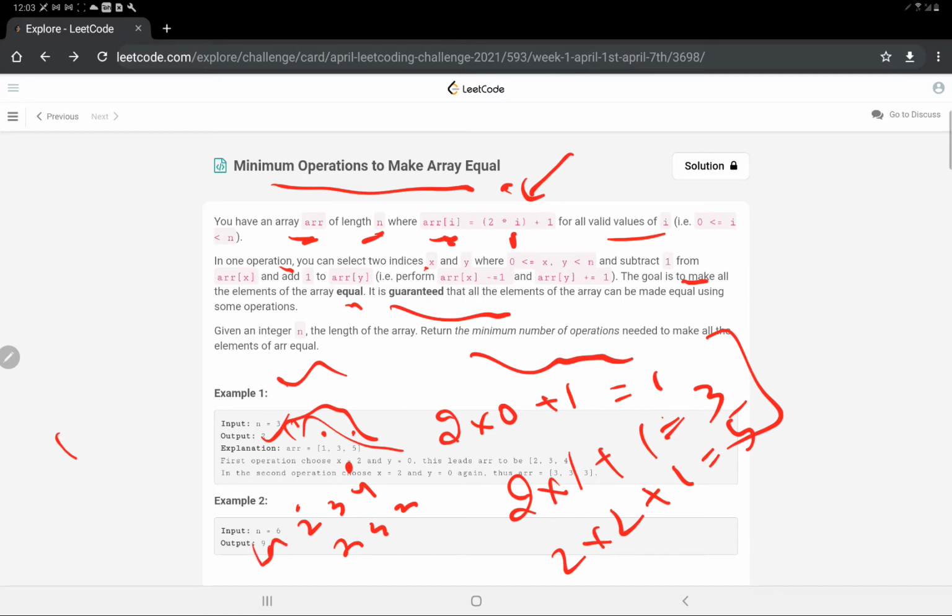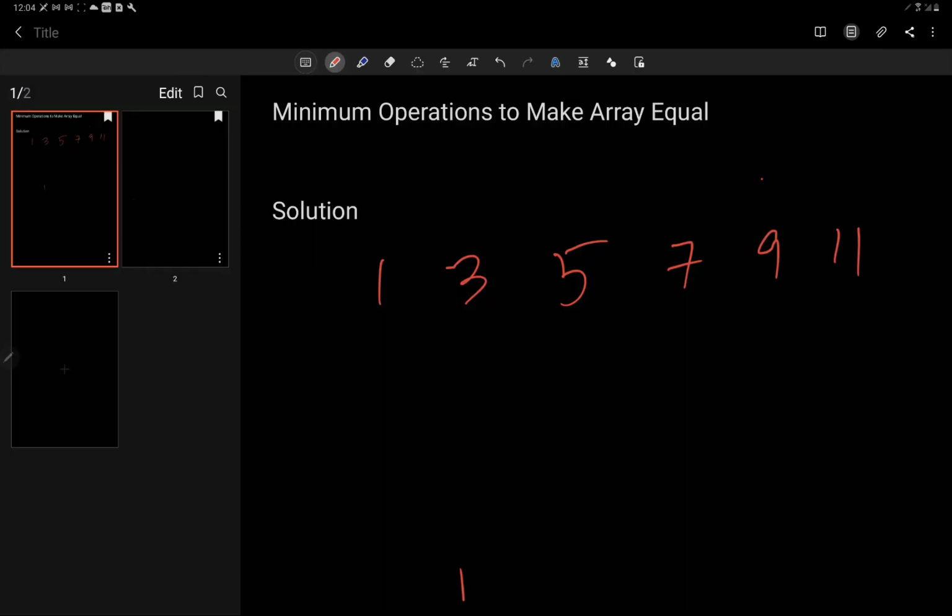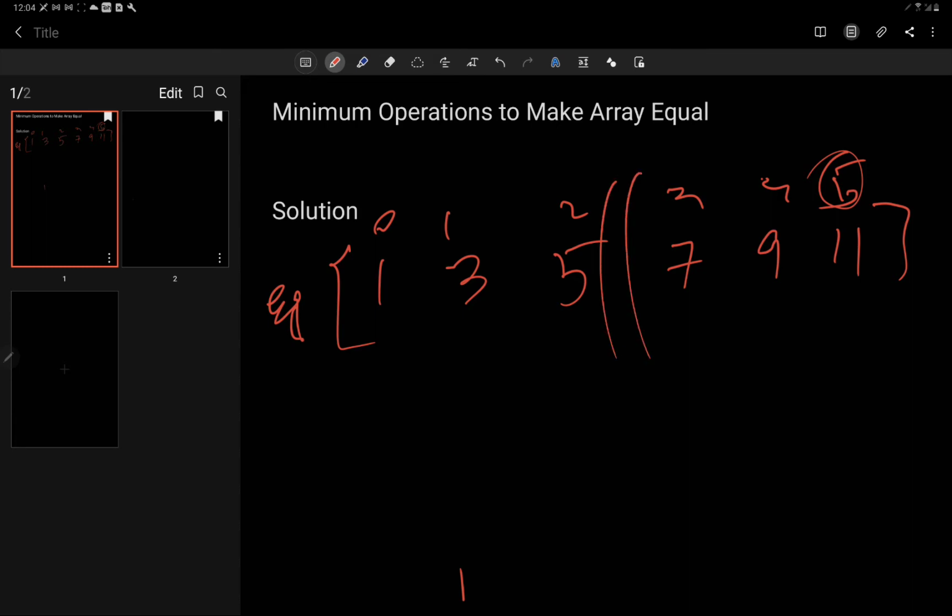Now let's see how we are going to solve this problem. Here is an example given, with indices 0 1 2 3 4 and 5. I hope it's clear, and this is the example given to us. Now let's see how we're going to solve it. The idea for this approach is that we have to make this equal to this. If we make this equal to this, only then will our array be equal.